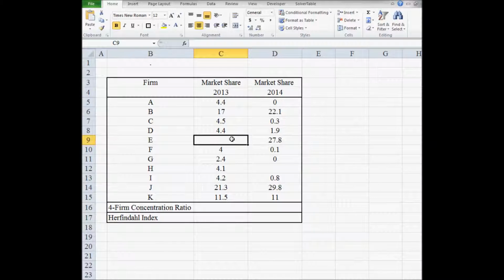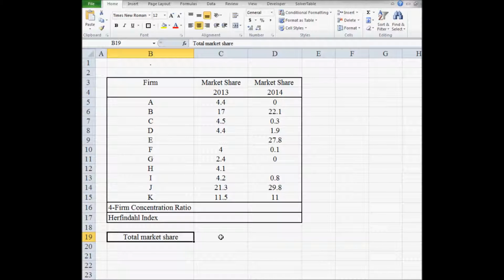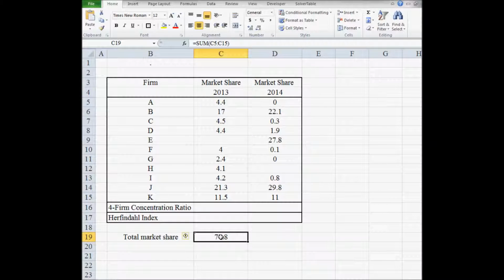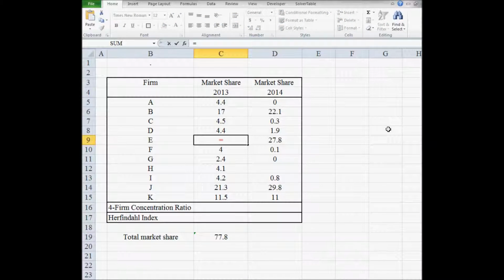Now I'm missing one market share. How do I get this market share? Total market share in each year must be 100%. But it is only 77.8 in 2013. So this value here must be 100 minus 77.8. When I hit enter, I should get 100% down here. And I do.